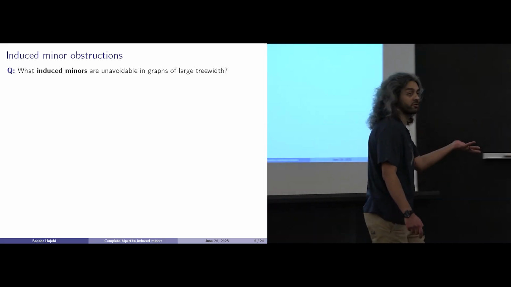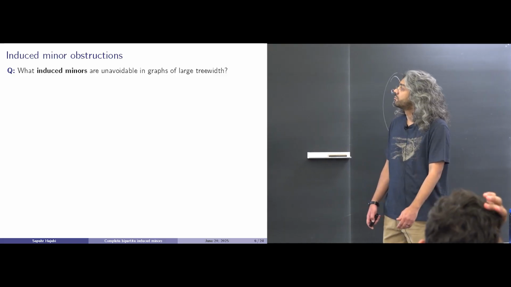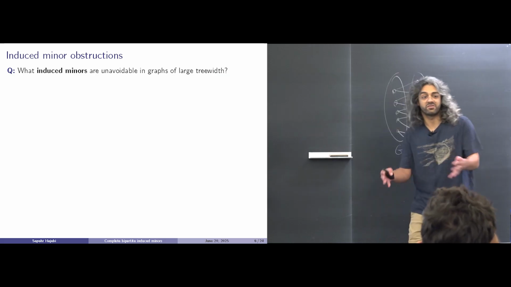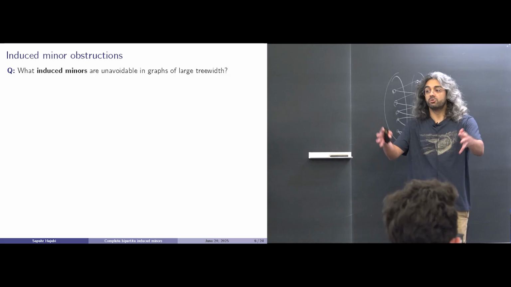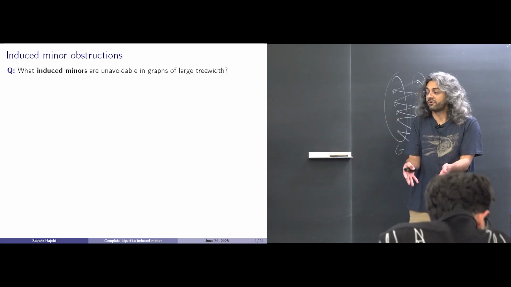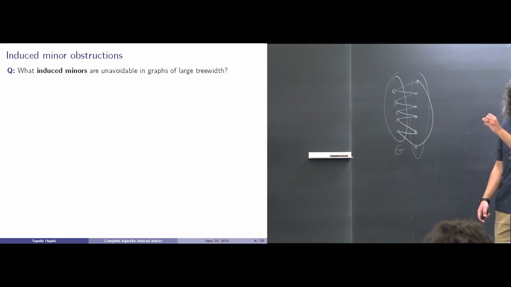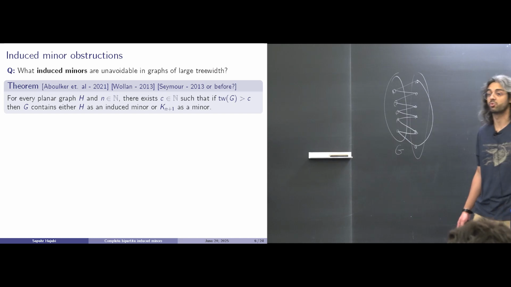Right, so we need to have planar graphs again, because walls have arbitrarily large treewidth. But we also need to have complete graphs, because complete graphs have arbitrarily large treewidth. And because I'm not removing edges, whatever induced minor of a complete graph I take, it's going to be a complete graph again. So this is the difference between the case of induced minors and the case of minors. And this happens to be sufficient as well.